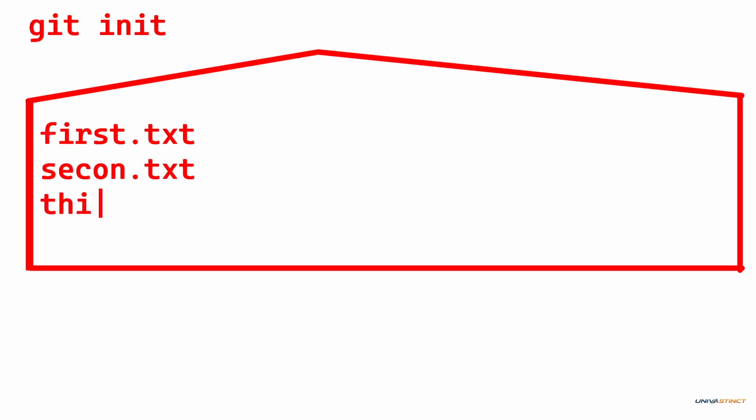That's where we have our third.txt file. Just imagine that when you type git init, it creates you a house by default where you can have all your files. And this name of the house, it's not you who would give it the name. Git would give it a name.